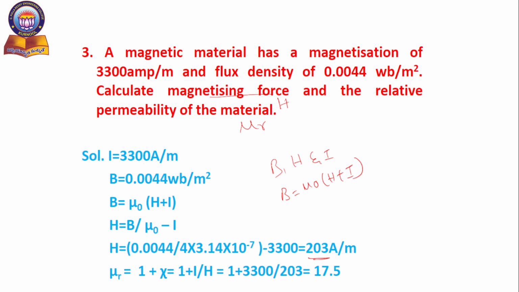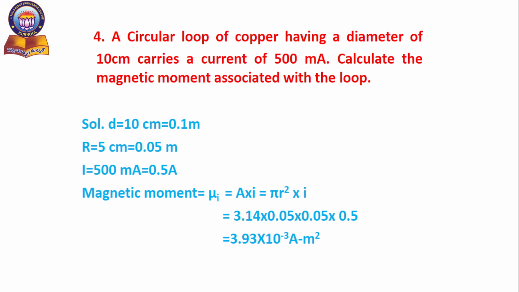Once H is calculated, mu R is equal to 1 plus Xi. 1 plus Xi is I by H. I is already given in the problem as 3300, H is 203. Then the value for relative permeability is 17.5, and no units for relative permeability. This is the procedure for the third problem.